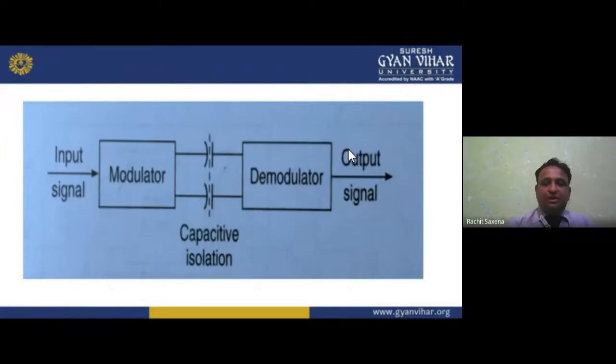Now it looks like this. The input signal is given to the modulator, then capacitive isolation, it is very simple. Then we have the demodulator and the output signal. We have a supply for the modulator and a supply for the demodulator, and we are making the capacitively coupled isolation amplifier. The capacitive effect is there, with the voltage proportional to the charge on the capacitor. I hope you understand.